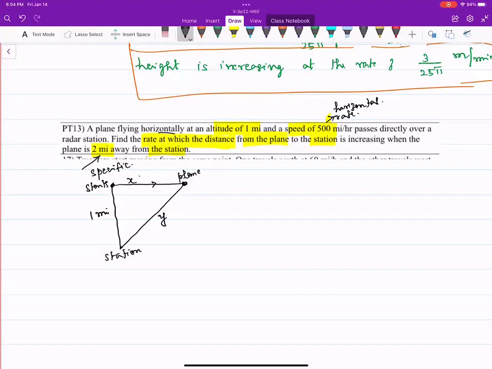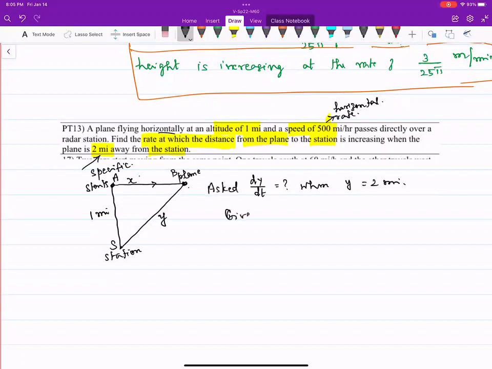So the altitude is 1 mile, the height. Then it flies horizontally, starts here and reaches here. Then we have to find the distance between B and the station, which we call y. We want to find dy by dt when the distance of the plane from the station is y equals 2 miles. This is what is asked in the problem.